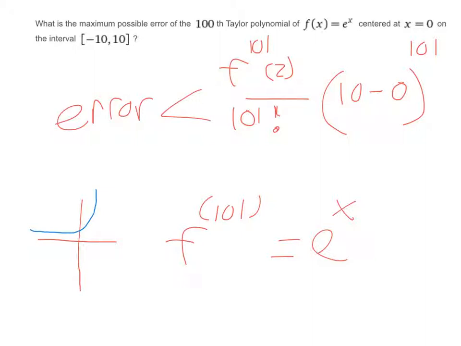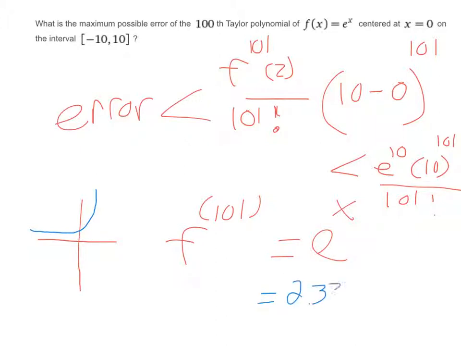So if we rewrite this, we're going to say the error is less than e to the 10th power times 10 to the 101st power all over 101 factorial. And then you'd want to use your calculator to finish this off. No one can do that in their head. And let me punch it in right here. Looks like I got about 2.33 times 10 to the -55th power.